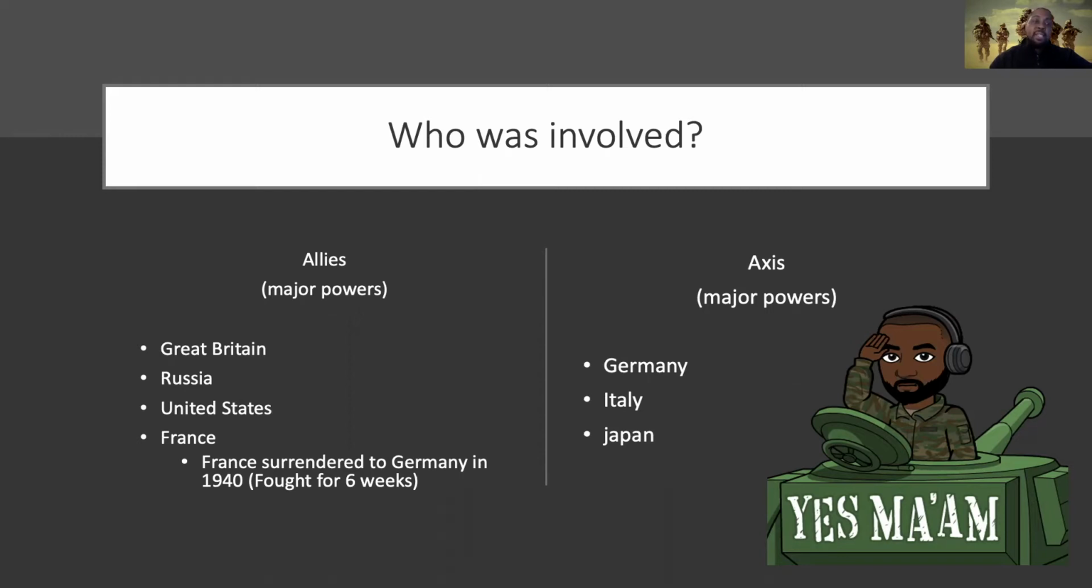So the Allies at this time were Great Britain, Russia, the United States, and France. France surrendered to Germany in 1940. They fought roughly for about 6 weeks. And then we have the Axis powers, which are Germany, Italy, and Japan.